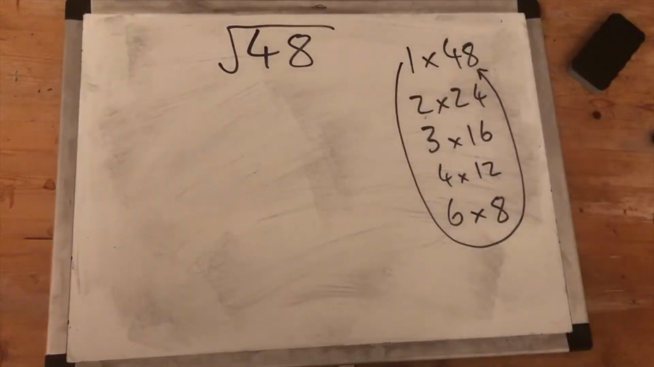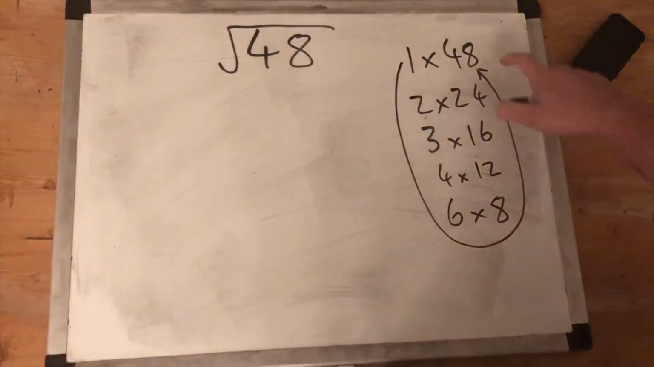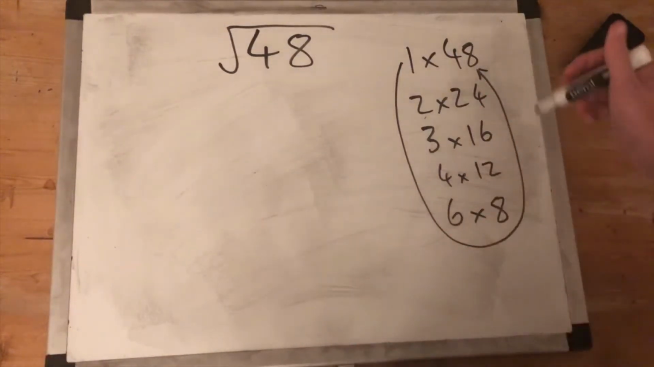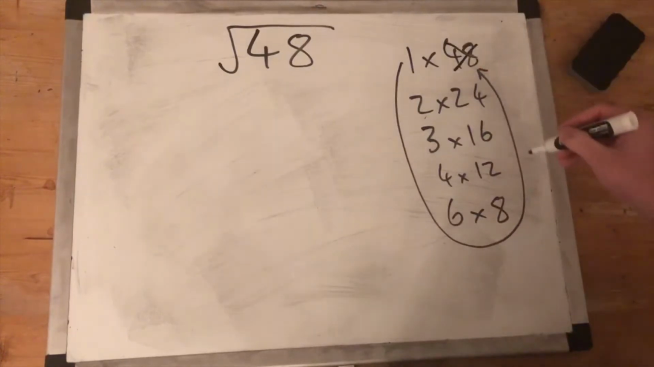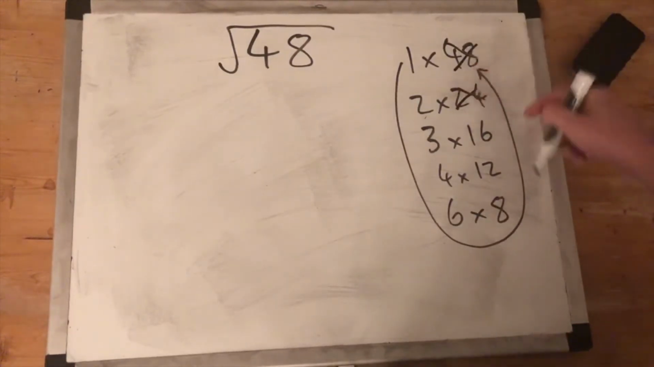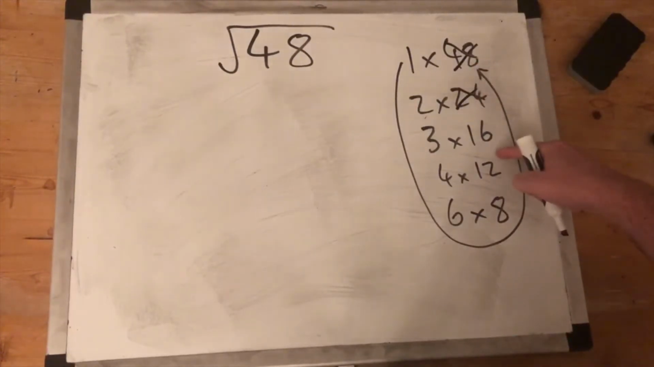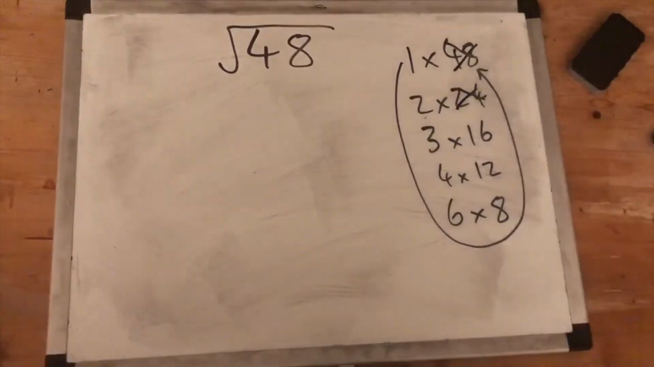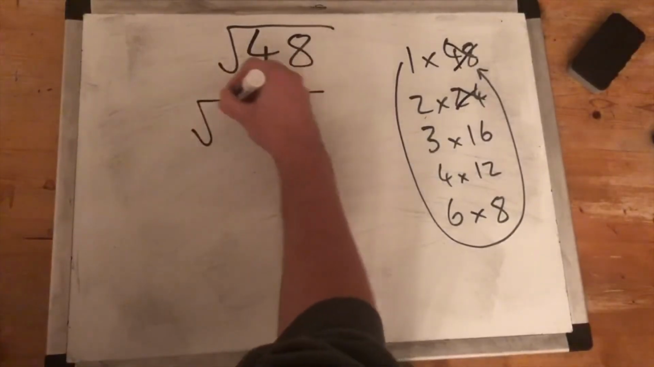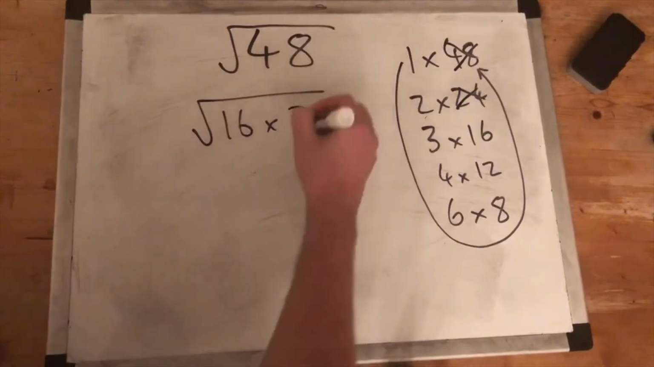Well, now what do we do? We check the biggest number to see if it's a square number. Is 48 a square number? No. Is 24 a square number? No. Is 16 a square number? Yeah. Which means that we're going to do root 16 times 3.